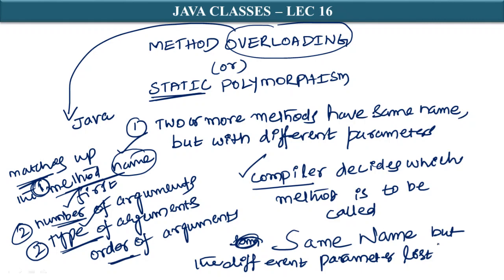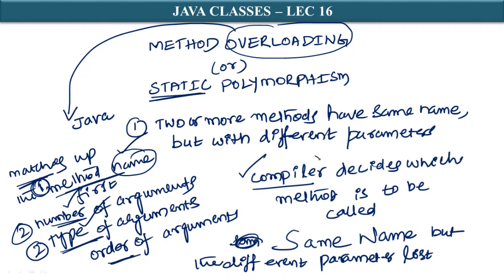Again, I am repeating. What is method overloading? What is static polymorphism? Why is it called static polymorphism? As I told you, if something happens at compile time, that is known as static. If something happens at runtime, that is known as dynamic.